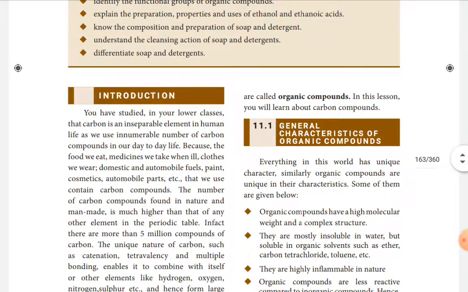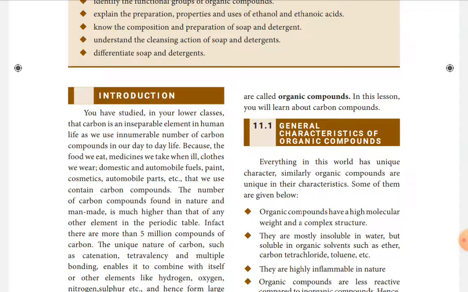We also learned that carbon is a very essential element. Without carbon there is no possibility for the existence of plants and animals, including human beings. That's why carbon chemistry is called living chemistry. Without carbon there is no existence of life in this world.